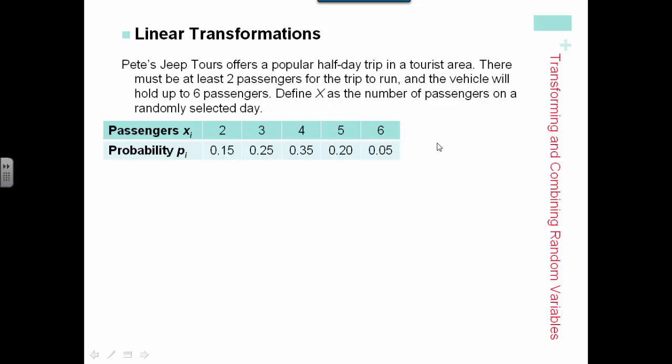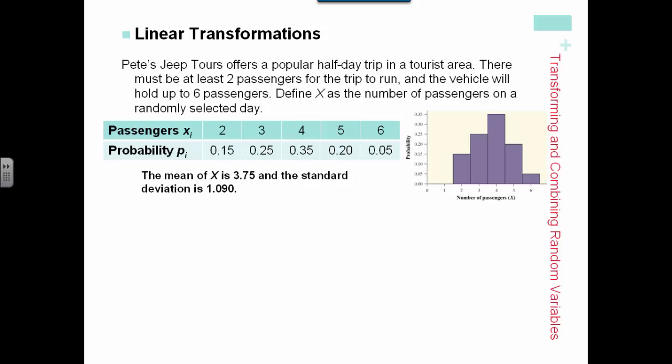Pete's Jeep Tours offers a popular half-day trip in a tourist area. There must be at least 2 passengers for the trip to run. The vehicle will hold up to 6 passengers. Define X as the number of passengers on a randomly selected day. The mean is 3.75 and standard deviation is 1.090.